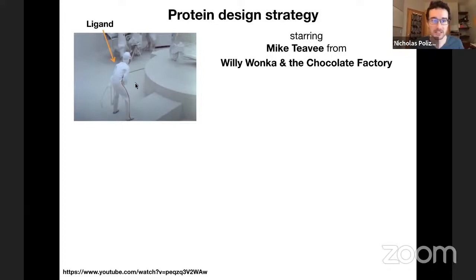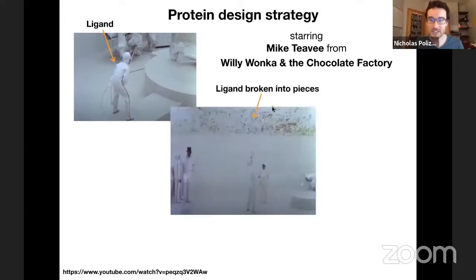And so if we think of Mike TV here, who's this character here, as this ligand that I want to bind, then the strategy is to break the ligand into pieces. All right, this is Mike TV floating across the room, broken into pieces. And I look for those pieces in the protein data bank, and I learn how proteins interact with the pieces of the ligand. And I can create new structural units that are sort of analogous to rotamers for how proteins interact with those pieces. I call those vandamers. I'll talk about that in a bit.